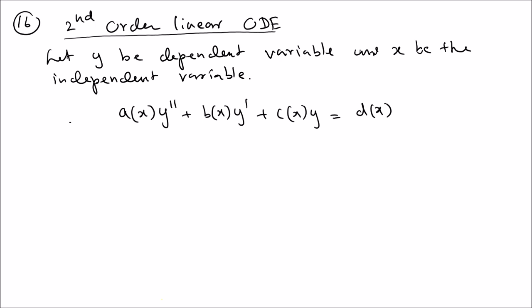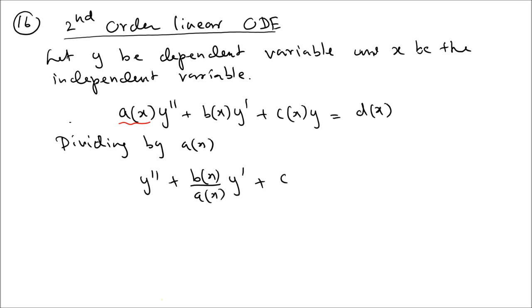Now what we're going to do, we're going to divide by a(x) just to make it easy and to bring it to the standard form. So dividing by a(x), we can write this equation as y double prime plus b(x) over a(x), later we call that p(x), times y prime plus c(x) over a(x) times y equals d(x) over a(x). Now we're going to call b(x) over a(x) p(x), this q(x), and this f(x).